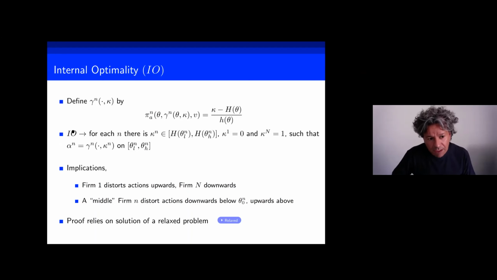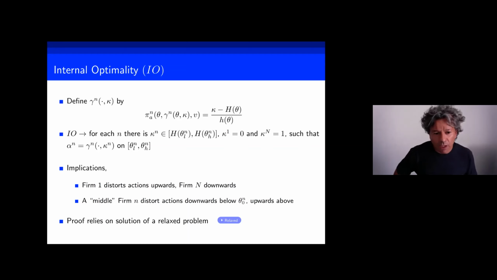So what is internal optimality? We are going to say that an equilibrium satisfies internal optimality if for each firm n, there is one of these scalars kappa n in this interval, where the lower point is the CDF evaluated at each lower point here, and such that kappa 1 is 0, kappa N is 1, and such that the menu offered in equilibrium by firm n coincides with gamma on this interval here. Any equilibrium will exhibit this property of internal optimality.